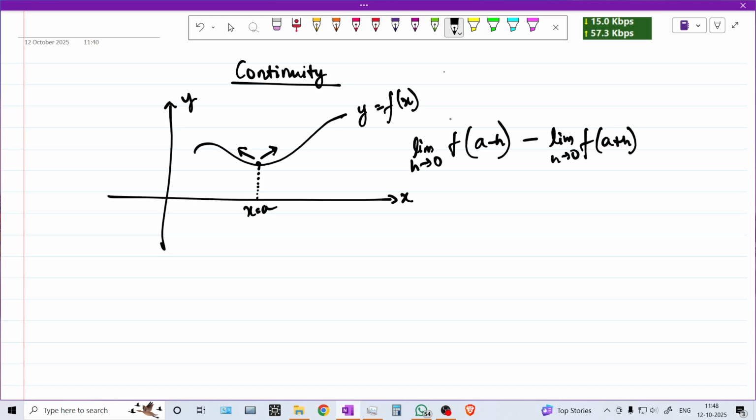So if the left hand limit is equal to the right hand limit is equal to the value of the function at that point, that means the function is continuous. If the left hand limit, the right hand limit and the value of the function at that point are equal, that means the function is continuous. This is how we prove it.